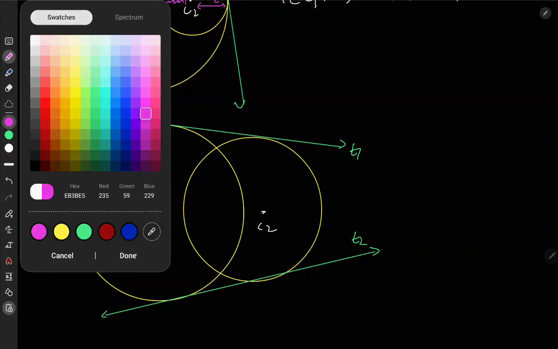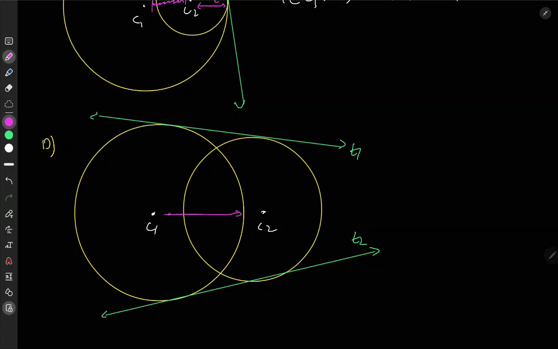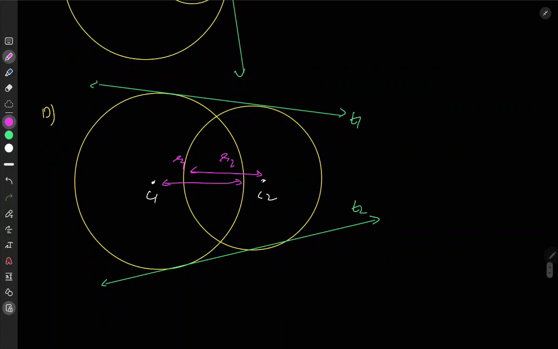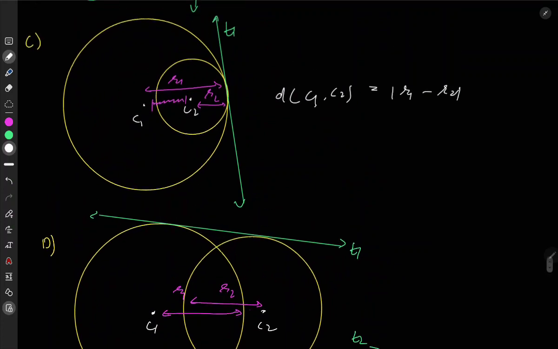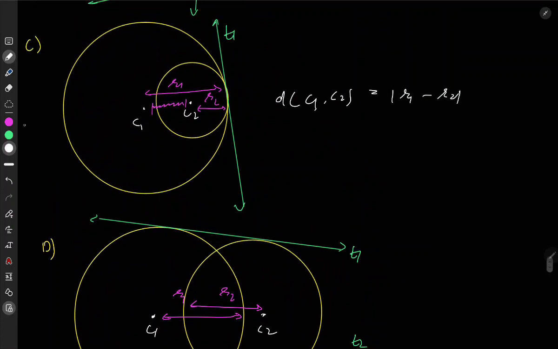And now let us see the radius. This is R1 and this is R2. So in such case, length of C1 C2 is less than mod of R1 plus R2, which it won't be negative but still, and R1 minus R2. I have to put a mod here, as you see.